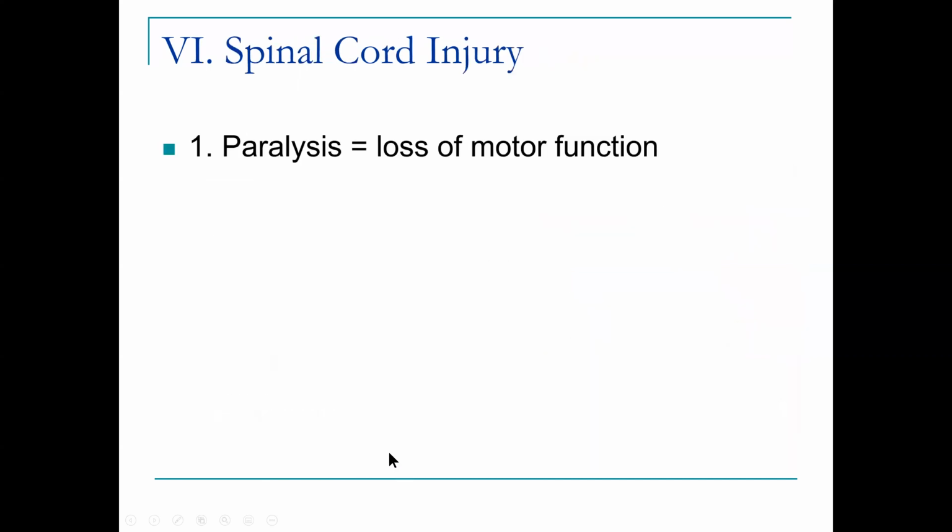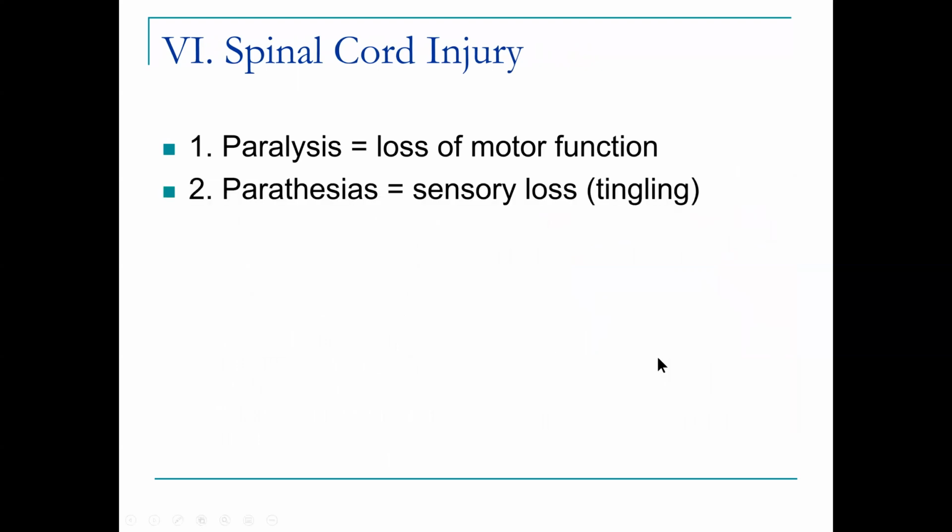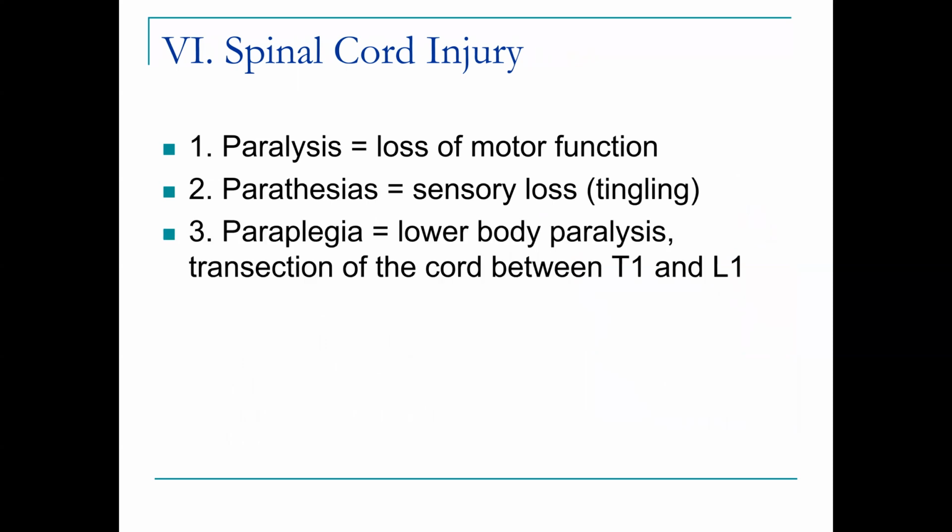He still had it. Spinal cord injury, some definitions: paralysis is loss of motor function. Paresthesia is sensory loss, which is tingling. You experience paresthesias if you put your arm up on a bench. Paraplegia is lower body paralysis. That's a transection, and a transection can be complete severance, or it can be a severe contusion of the cord between T1 and L1. That would result in a paraplegia, lower body paralysis.